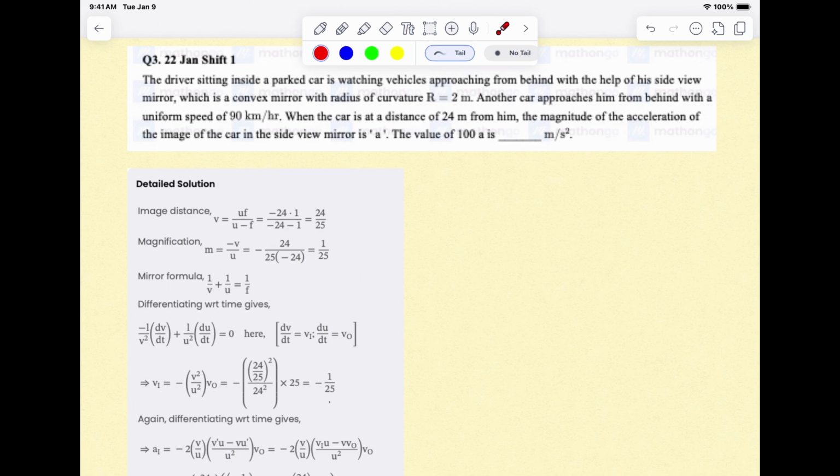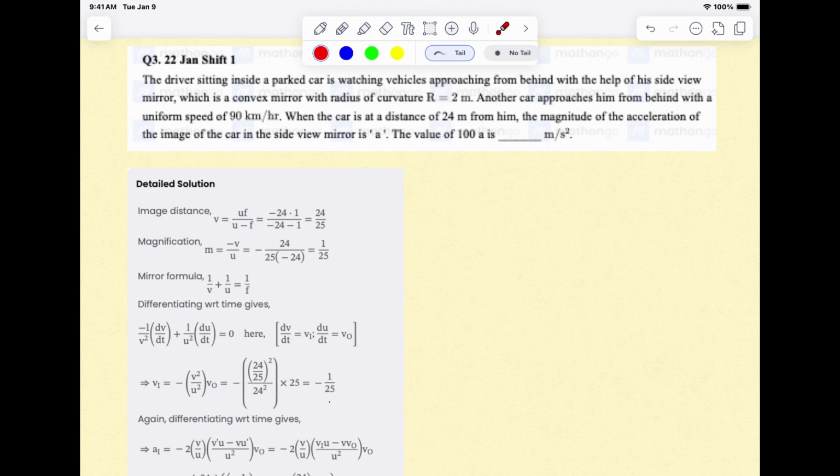Let us see what is given. There is a convex mirror with radius of curvature R equal to 2 meter, which means focal length is going to be 1 meter. Then the object distance is given as 24 meter from the convex mirror, and the object is moving with a uniform speed. Mind you, uniform speed, no acceleration of the object, which is equal to 90 kilometer per hour. 90 kilometer per hour you can easily convert into 25 meters per second.